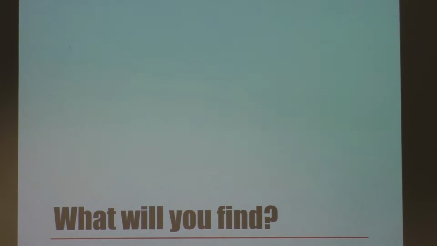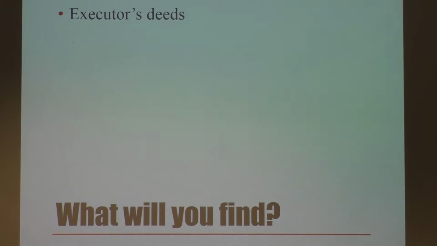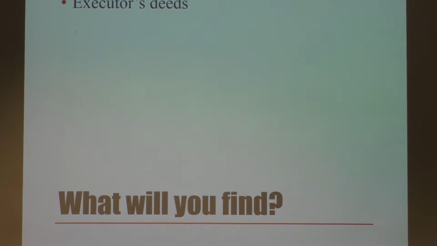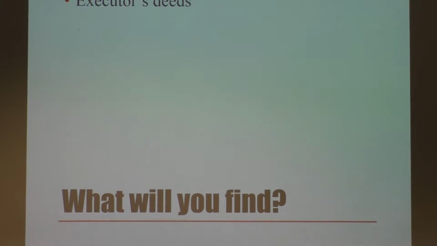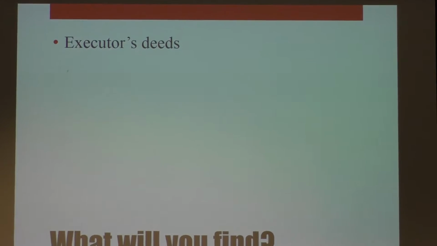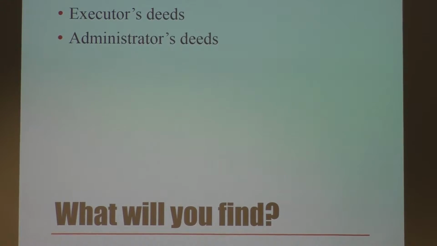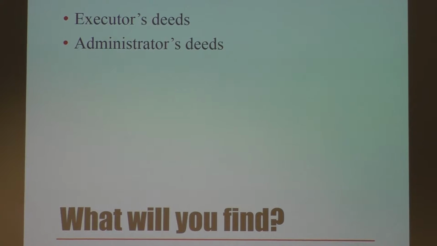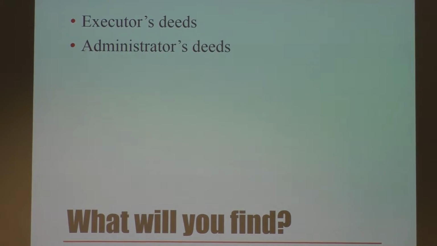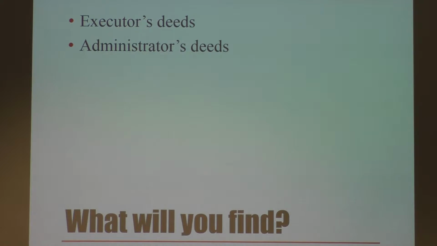Okay, now what will we find if we do it? Well, as we go through this chain of title, we're going to find all sorts of documents. First would be executor deeds or administrator deeds. Executor or administrator deeds are deeds given by an estate to the heirs, either as an executor of a will or as administrator of an estate without a will, an intestate probate.